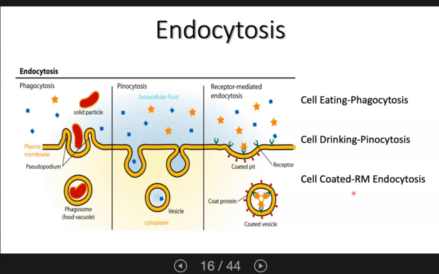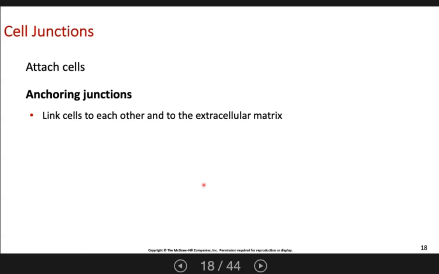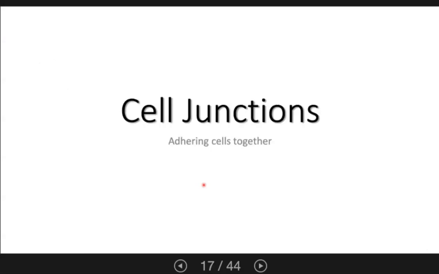And then finally, cell coated. If the cell is able to pick up something on its receptor, because it is coated in these receptors, we can call that receptor-mediated endocytosis. So RM, receptor-mediated endocytosis. Again, these are just things, maybe multiple choice-based questions, just real general, big overview things for you to consider. And then finally, my last slide is talking about cell junctions.